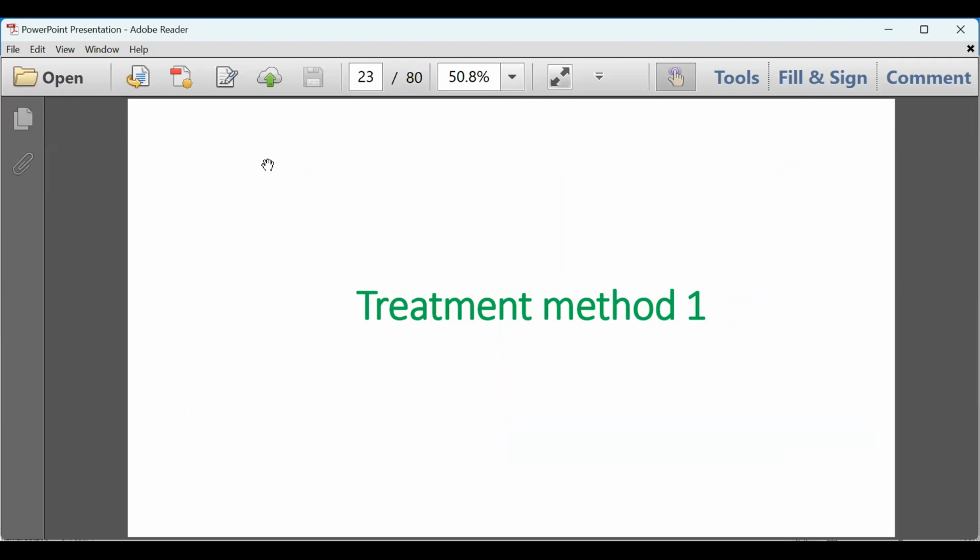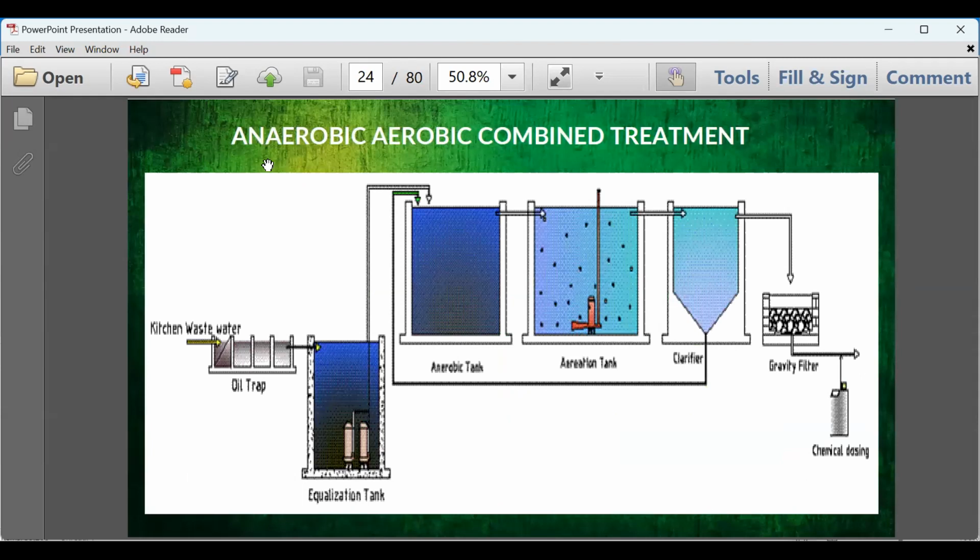Now we are moving to main treatment methods. Method number one, anaerobic aerobic combined treatment. Here we use anaerobic bacteria as well as aerobic bacteria for the biological process. Let's discuss one by one.